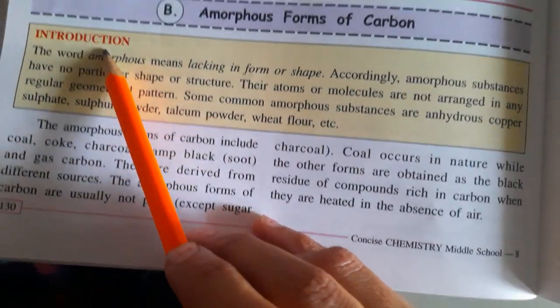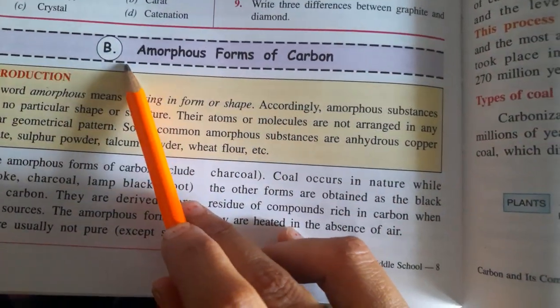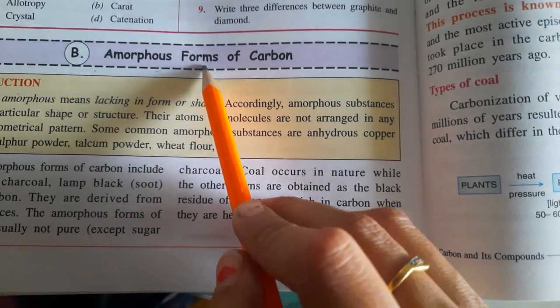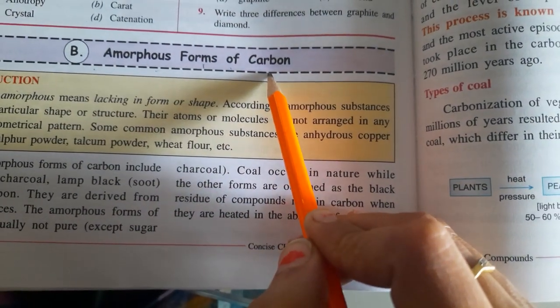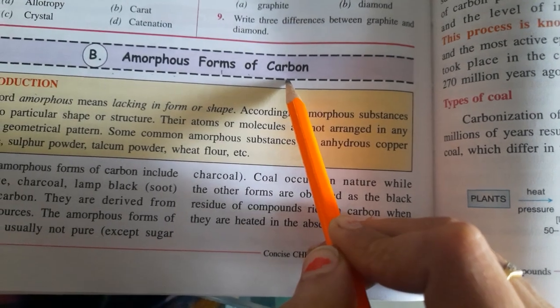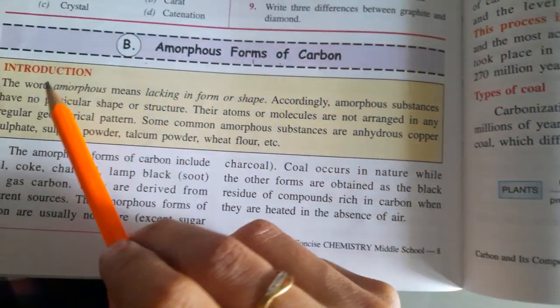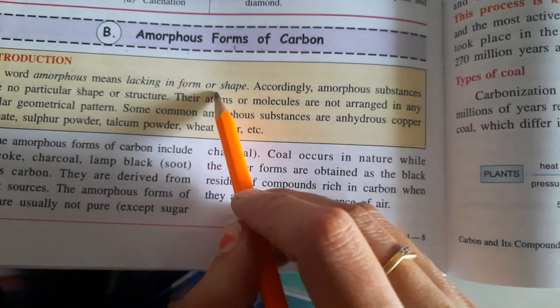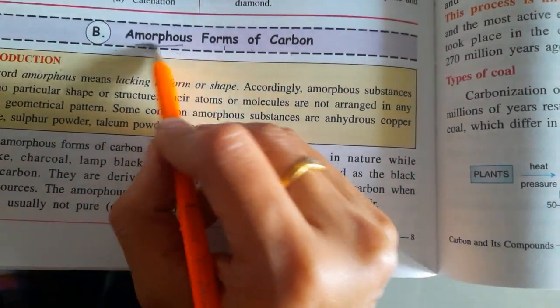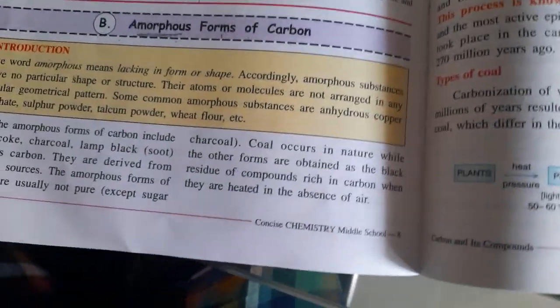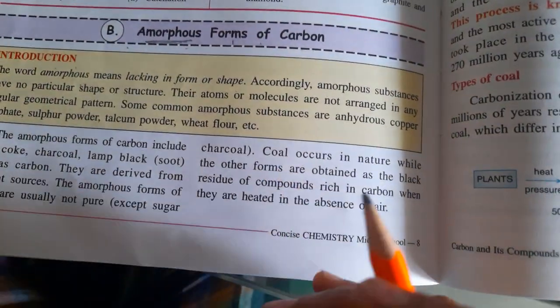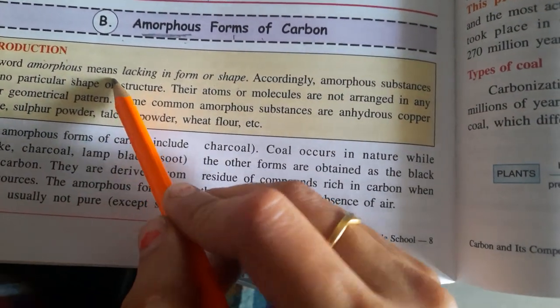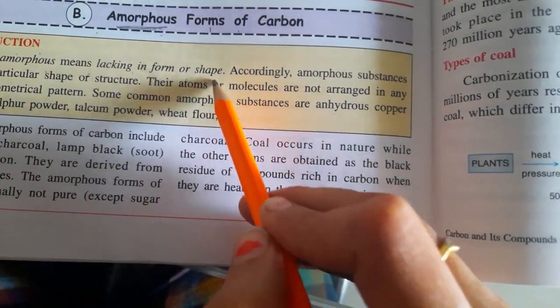Okay, now the introduction. What is the next part? Part B, amorphous form of carbon. First, the word amorphous means lacking in form or shape. What is amorphous form? Amorphous means the powder form of the carbon, lacking in form or shape.